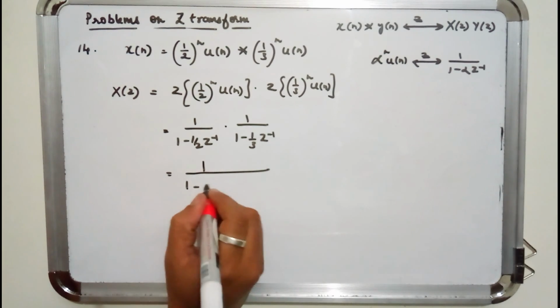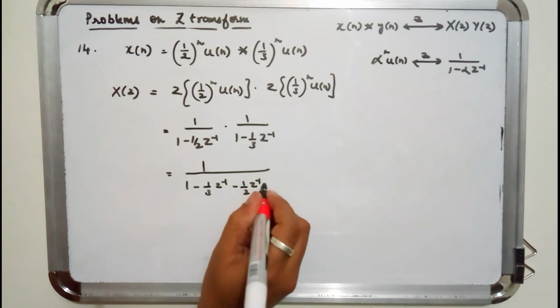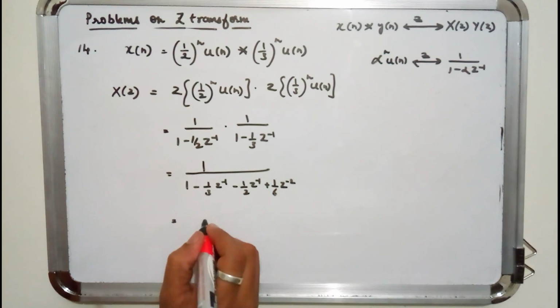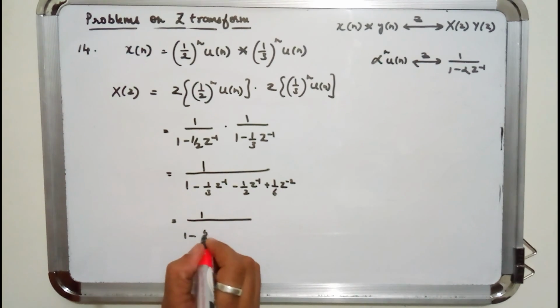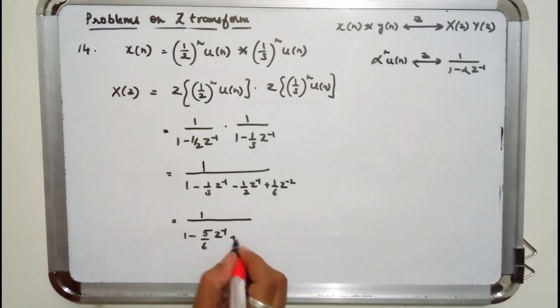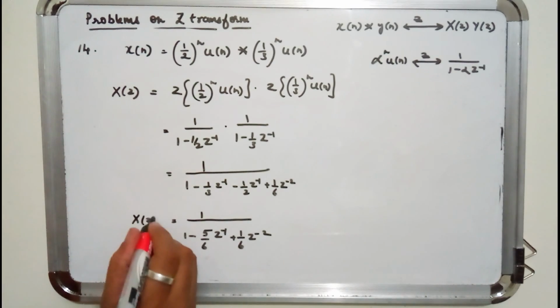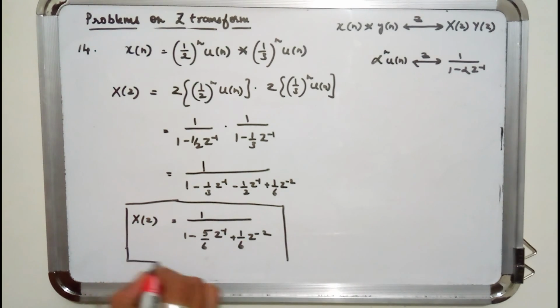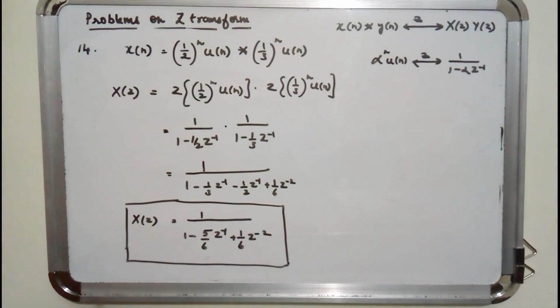So I will be getting 1 minus 1/3 z inverse minus 1/2 z inverse plus 1/6 z power minus 2. So this will be 1 by 1 minus 5/6 z inverse plus 1/6 z power minus 2. So this is my X(z). The question looks complicated, but the answer is pretty simple if you know the property of convolution: convolution in time domain is equal to multiplication in z domain.